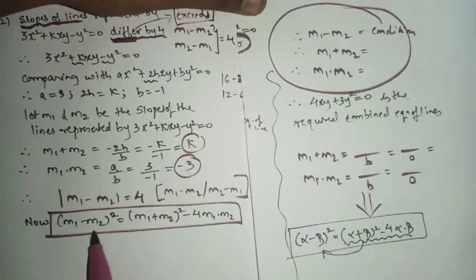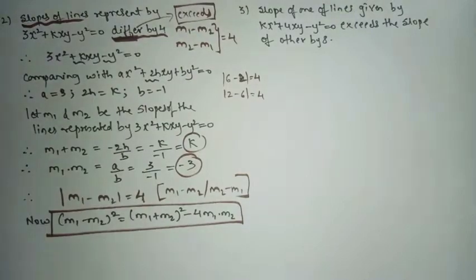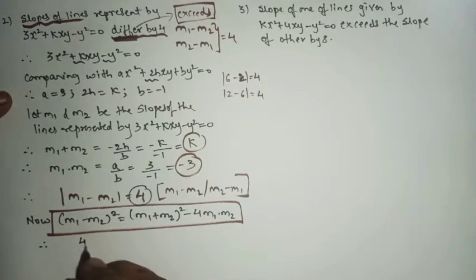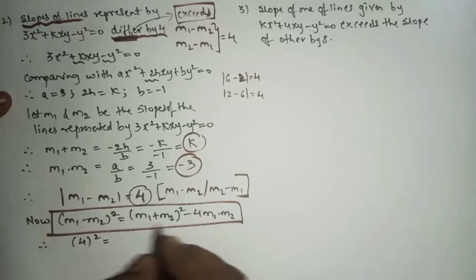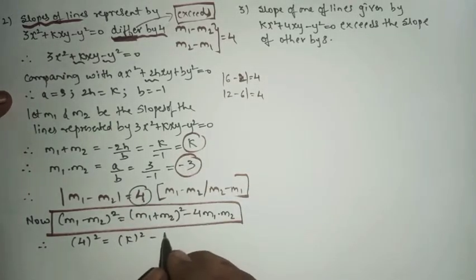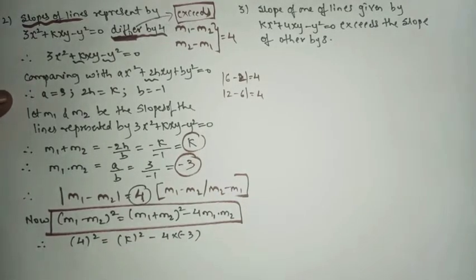So that is m1 minus m2 the whole square equals m1 plus m2 the whole square minus 4 times m1 m2. Simply replace the values now. Here m1 plus m2 is 4, so 4 square. m1 m2 is k, so k square. 4 into m1 m2 is minus 3. Got the point?